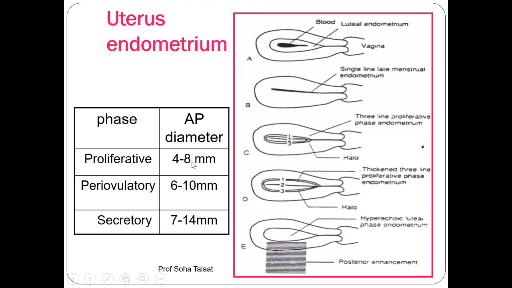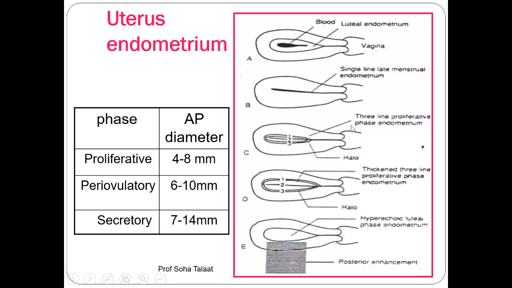This is the normal endometrium in the normal phases. The proliferative endometrium is 4 to 8 millimeter, periovulatory 6 to 10 millimeter, secretory 7 to 14 millimeter, and you must be oriented with the different appearance of endometrium in the different ultrasound phases. If it is in the menstrual cycle or early post-menstrual, it is a thin line. And this is the same thin line that we see in the pre-pubertal age group and the post-menopausal age group.